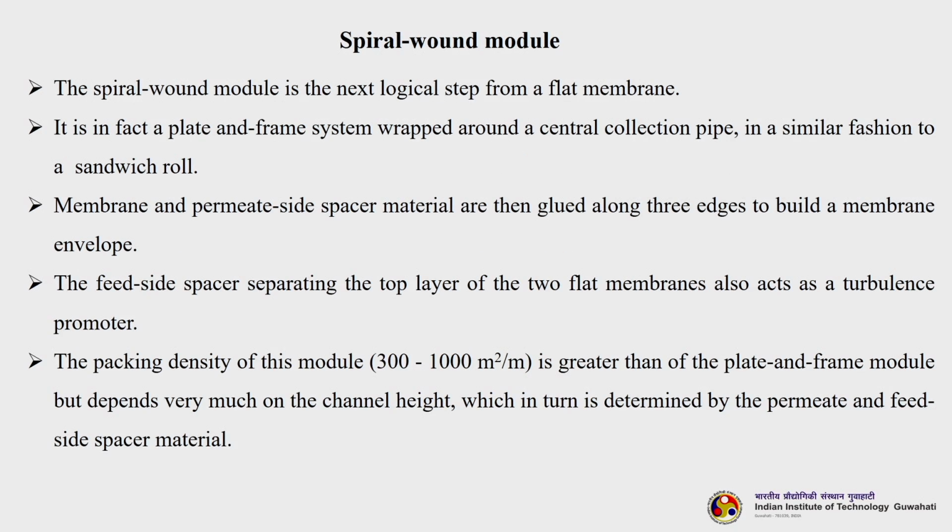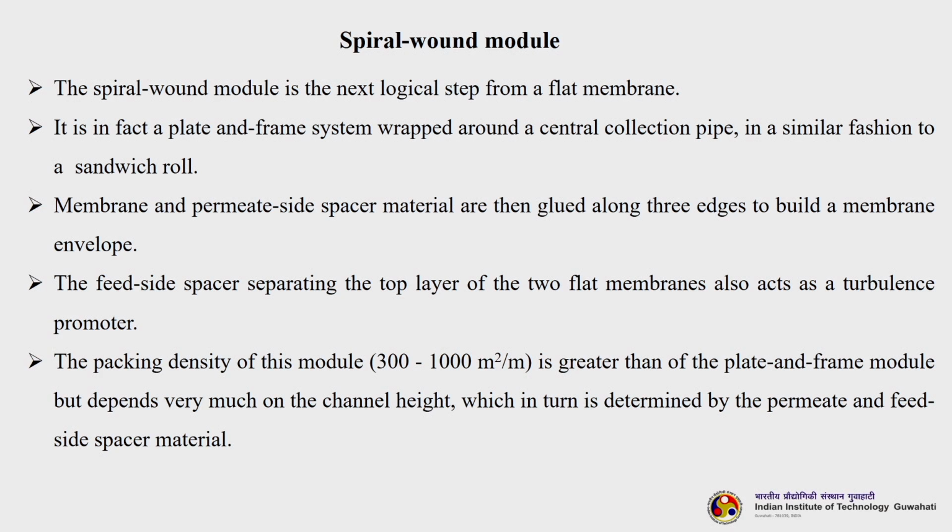Students, the next one is the spiral wound module. The spiral wound module is the next logical step from flat sheet membrane development. It is in fact a plate and frame system wrapped around a central collection pipe in a similar fashion to a sandwich roll. You can imagine there are many flat sheet membrane modules, and I am wrapping them on the surface of the tube. That is how a spiral wound looks. I will show you a figure in the next slide.